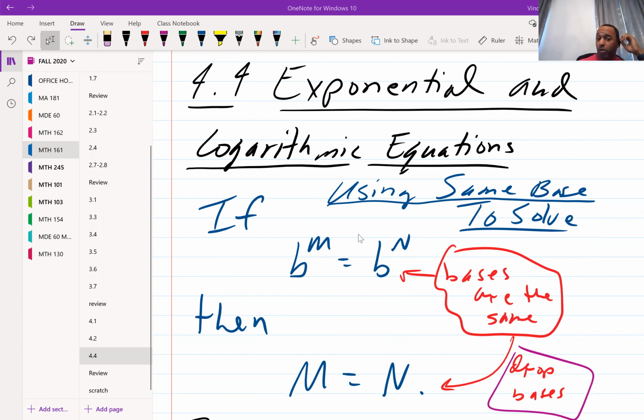All right. So the first one is using the same base to solve. So you're talking about a one-to-one relationship for your bases. If you have b to the m power equal to b to the nth power, in other words your bases are the same, you can drop the bases and just be left with your exponents to solve. So we drop those b's and we're left with m equal n, excuse me.